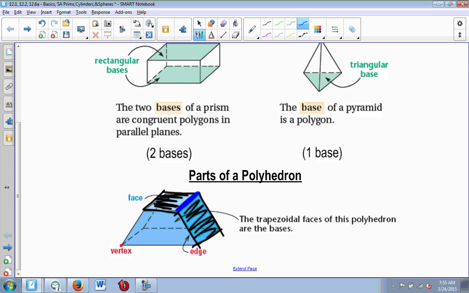So you're not going to hear me say sides of a polyhedron because that's very ambiguous. It's not specific. So faces are the flat surfaces, and edges are where those surfaces intersect. And then the last one down here is what a vertex is. A vertex is a corner of the polyhedron.